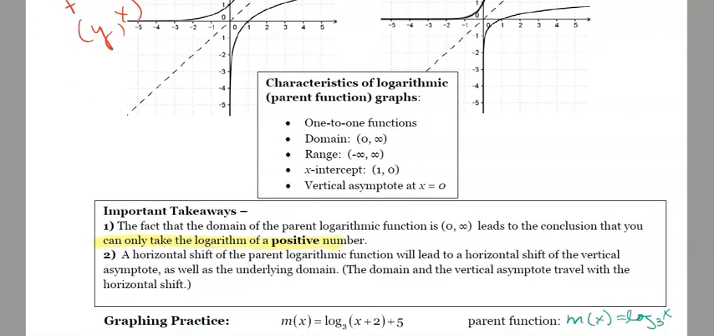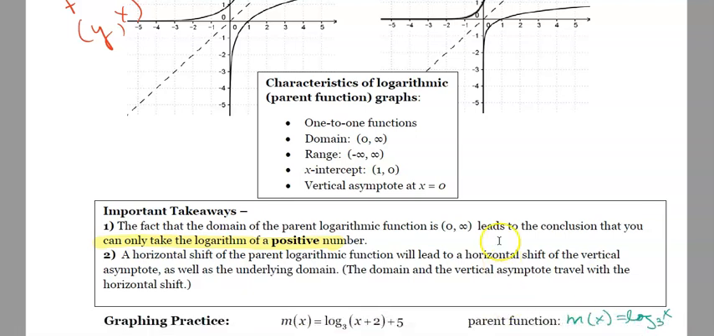Okay, so here's two important takeaways. The fact that the domain of the parent logarithmic function is 0 to infinity leads to the very critical conclusion that you can only take the logarithm of a positive number. Okay, so you can't take a log of a 0 or of a negative. That is huge.